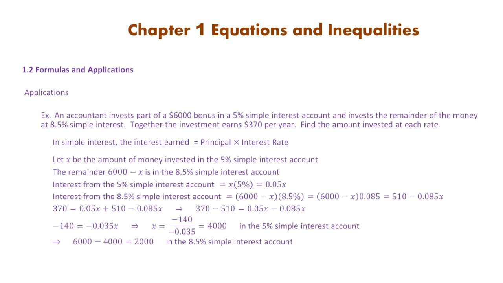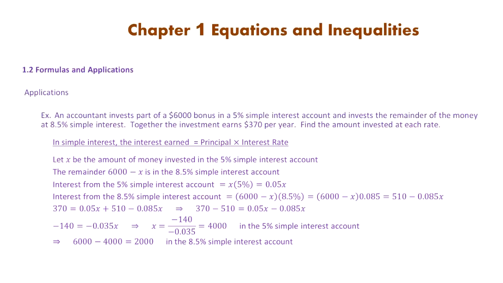And then you can add these two interests because we know the total is 370. So 370 should be 0.05X, which is the interest from the 5% rate account, plus 510 minus 0.085X. That's the interest from the 8.5% account.